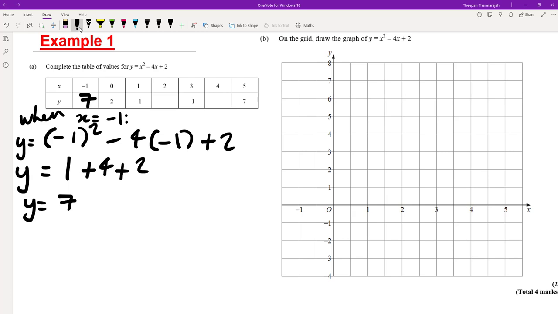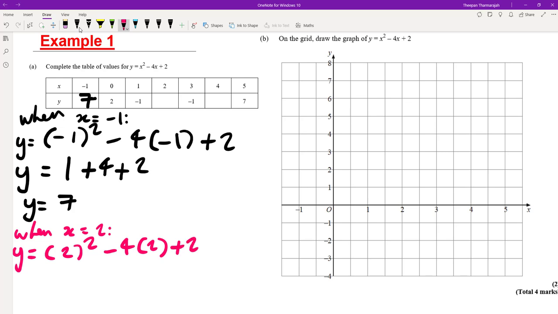Let's do the same for x equals 2. So when x equals 2, we get y equals, again I'm going to use brackets just for completeness here, 2 squared minus 4 times 2 plus 2. So we get y equals 2 squared is 4, 4 times 2 is 8, so it's minus 8, and then we get plus 2, so that gives me minus 2. So we've got minus 2 here.